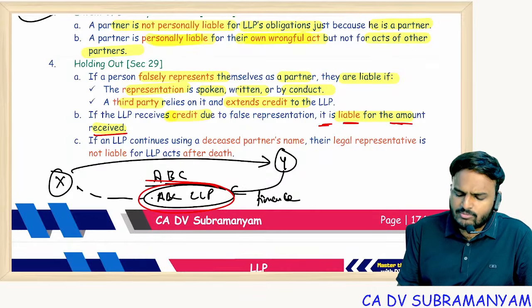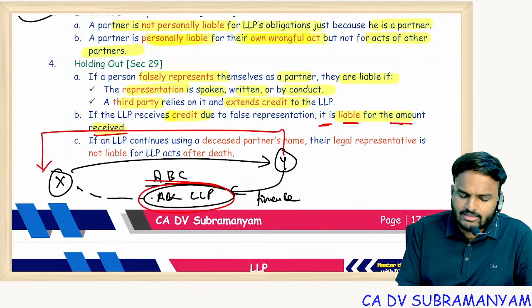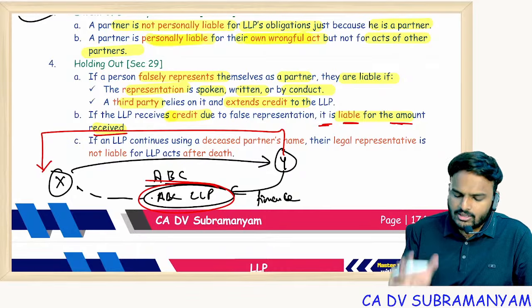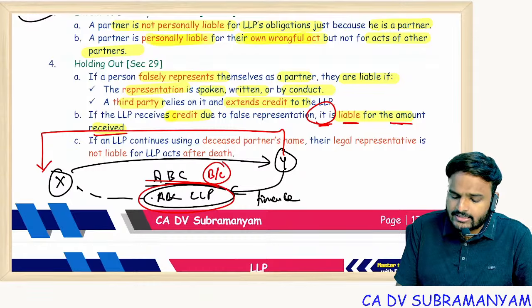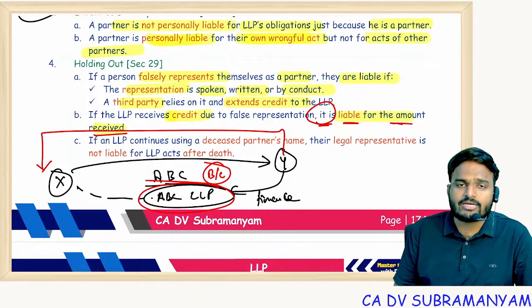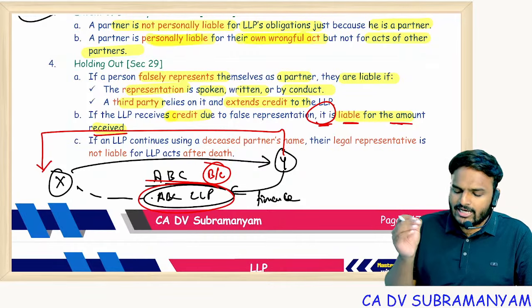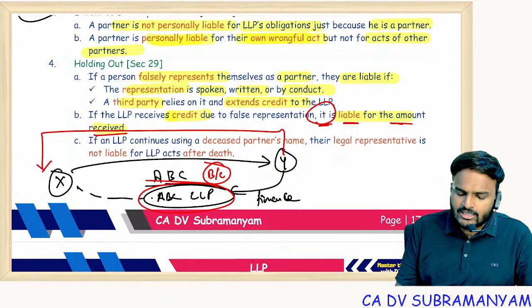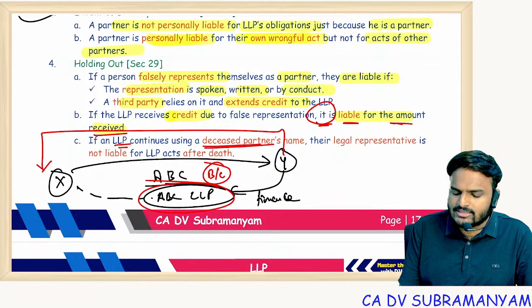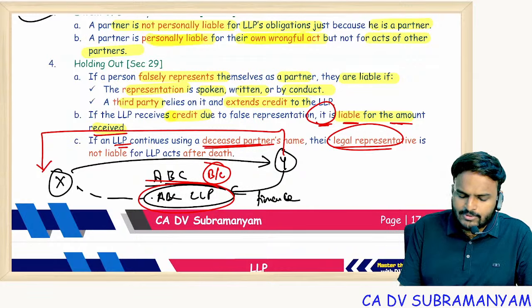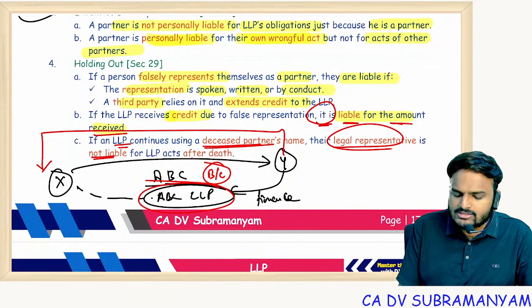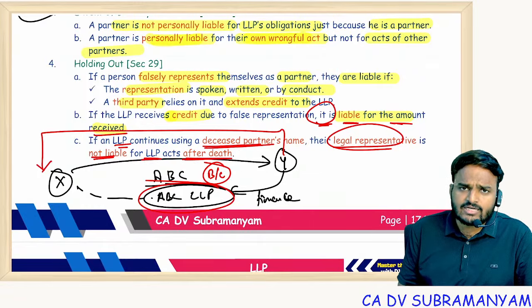If LLP is not paying the amount, definitely Y will recover that amount from X, because X is a partner by holding out. Initially, who is liable? LLP is liable, because it's a body corporate. It incurs liability in its own name. It acquires assets in its own name. So LLP is liable for the amount received. If an LLP continues using the deceased partner's name, the legal representative of the deceased partner is not liable for the acts of LLP after death.